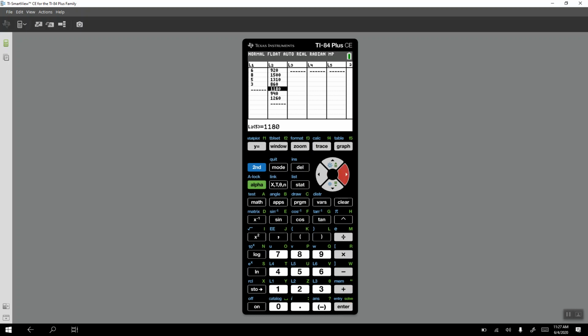Awesome. Go over to list 2. Let's clear list 2. Clear, enter. List 2 is the 10 milligram group: 9, 6, 6, then 8.